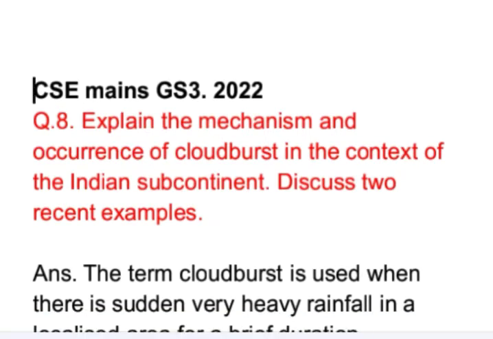Question is, explain the mechanism and occurrence of cloudburst in context of the Indian subcontinent. Discuss two recent examples. This is a simple and straight question. We will start the answer with definition of cloudburst.